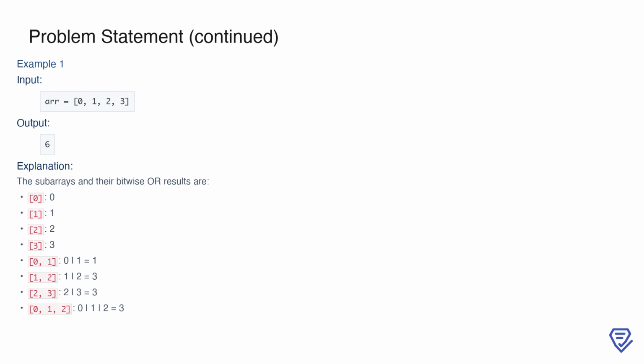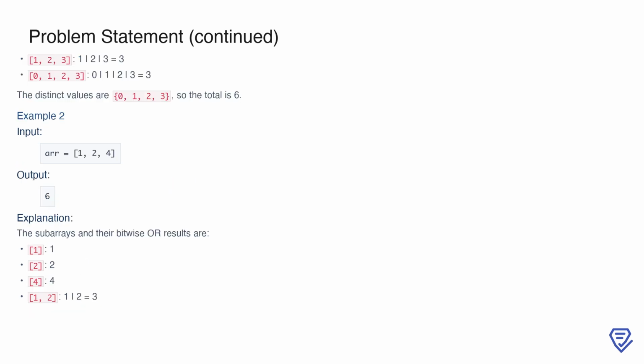To understand the problem better, let's look at an example where ARR is 0, 1, 2, 3. The goal is to compute the bitwise OR for all possible subarrays. Starting with single-element subarrays, we have 0, 1, 2, and 3, which result in OR values of 0, 1, 2, and 3, respectively. Moving to subarrays with two elements, 0|1 equals 1, 1|2 gives 3, and 2|3 also gives 3. For three-element subarrays, 0|1|2 equals 3. Notice that as subarrays grow larger, the bitwise OR tends to accumulate higher values or stay the same.